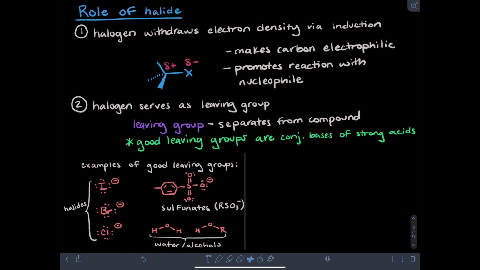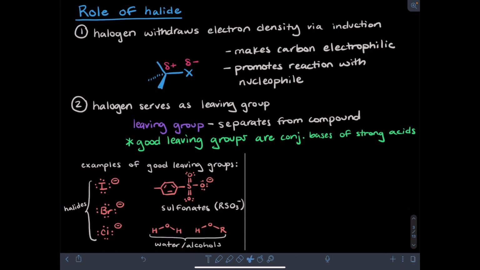Here are a few examples of good leaving groups. These are very stable conjugate bases, and they're able to separate from the compound as the leaving group because they're fairly stable by themselves. So some examples here are the halides iodide, bromide, and chloride. Notice fluoride is not listed among these. It is much less stable than the other halides.